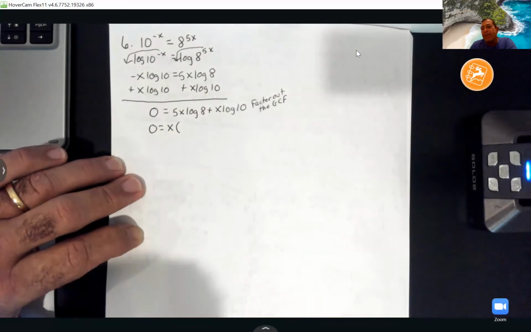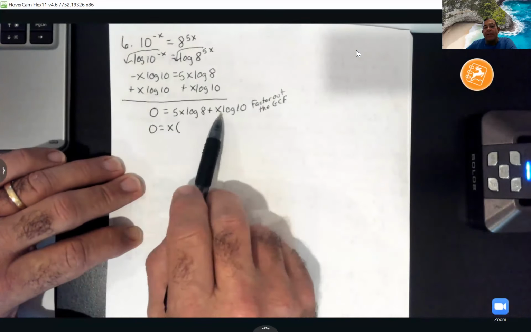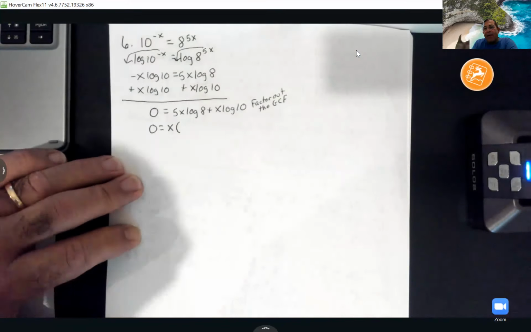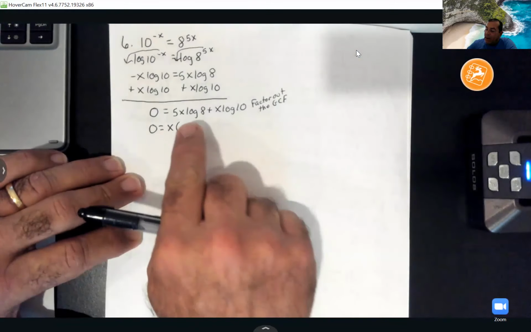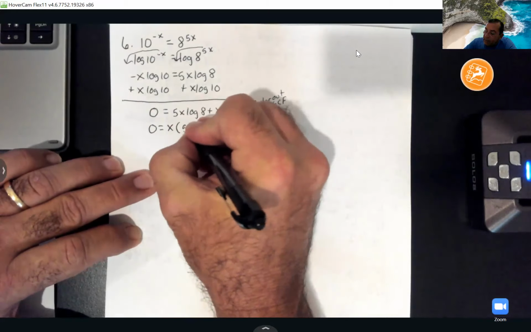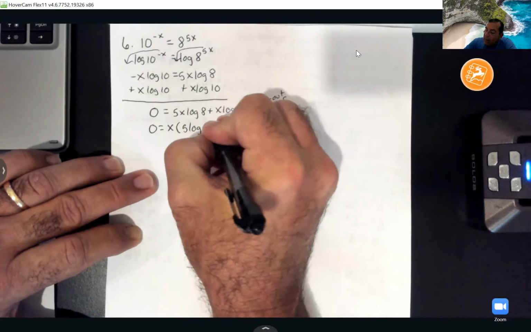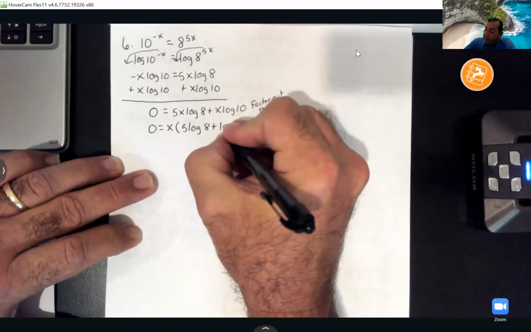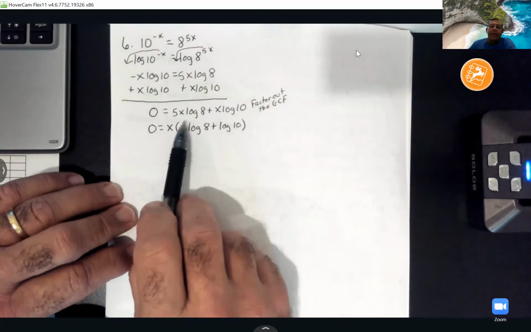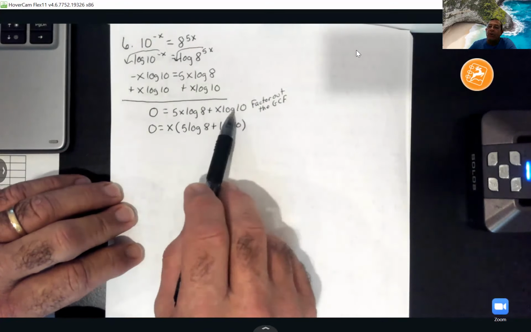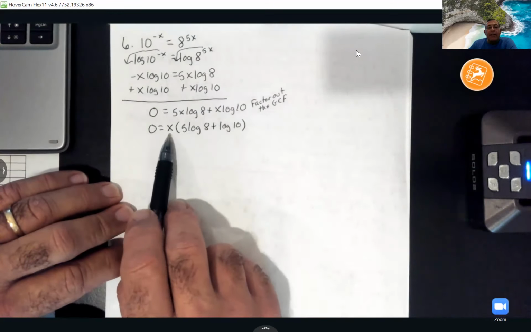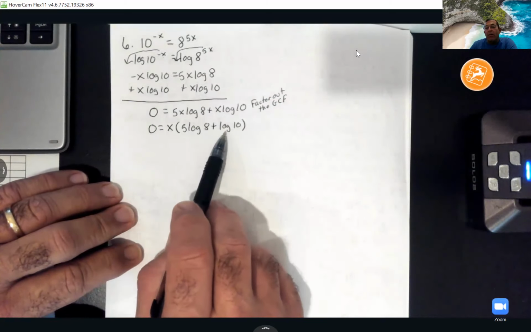So y'all just remember that in the future. When you got an x in two different terms and you need to make that into one x, you're going to factor it out as a GCF, okay? So what's going to go into parentheses is the 5 log 8 plus the log 10. Okay, so that's the only way you can bring out an x when you got two terms that are not like, okay? So now this x is being multiplied by 5 log 8 plus log 10.